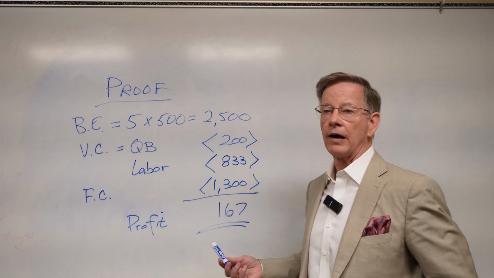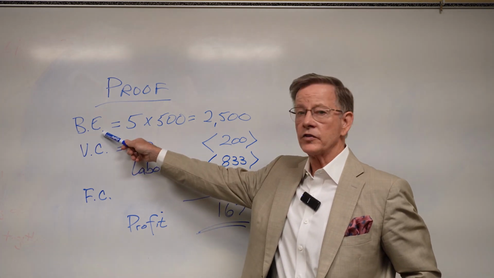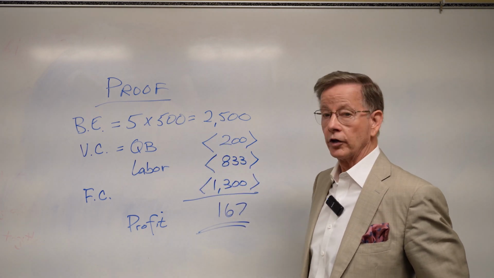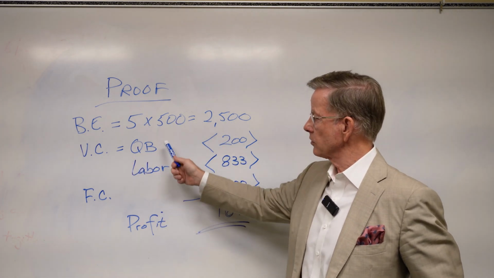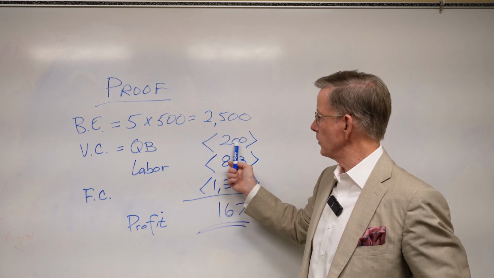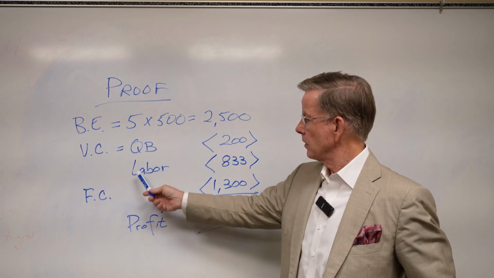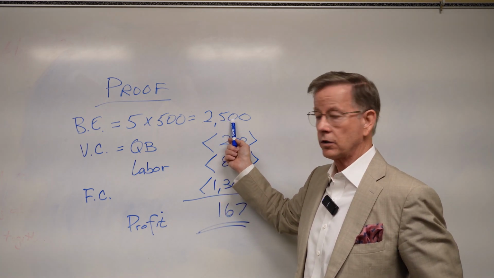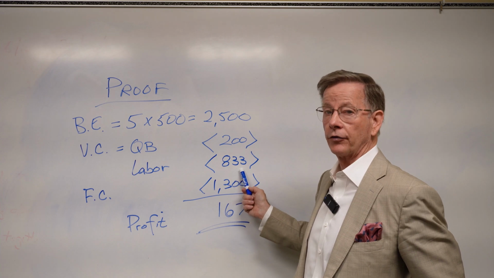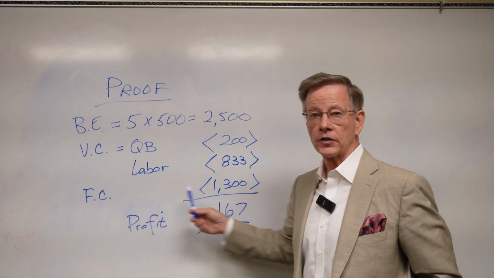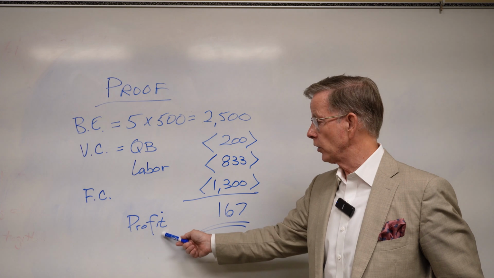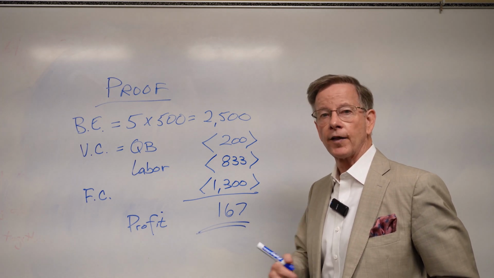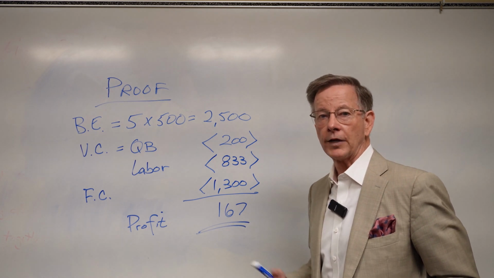So why don't we proof this out? Our break-even sales of 5 units times 500 per unit is $2,500 in revenue. Our variable costs for QuickBooks, 5 times 40 is $200. We subtract that out. Our labor is 30% of the $2,500 gross fees, or $833. Then we subtract out our fixed costs of $1,300, and we're left with a profit of $167, which is about what we would expect for that extra 0.2 that we calculated that we had to sell.